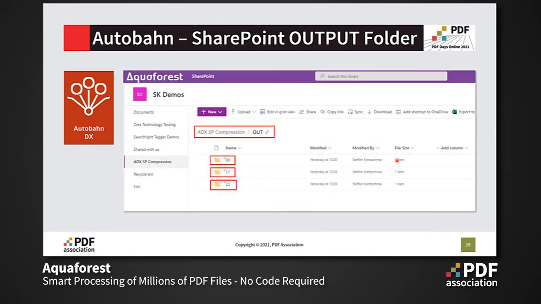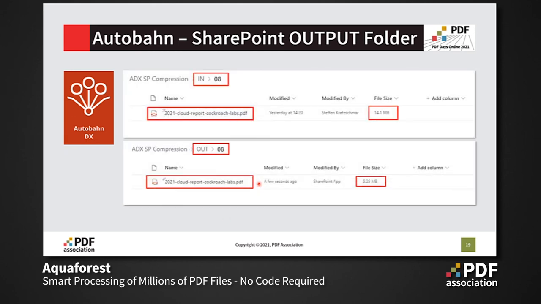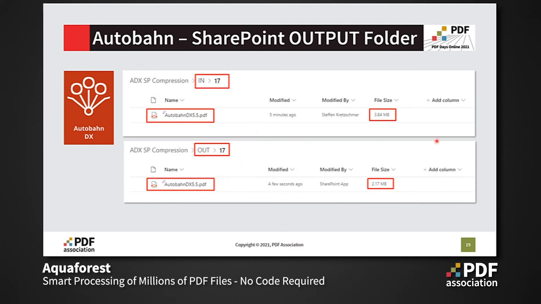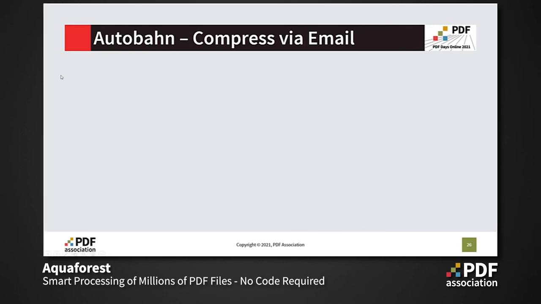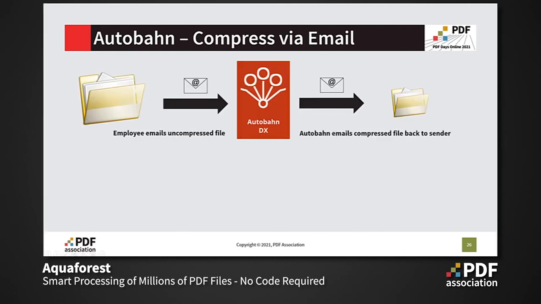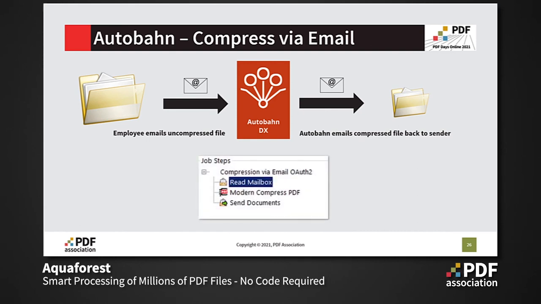Quick look at the output location itself. As we said, it's called out, same folder structure underneath. And if we look in the folder of employee number 8, the cloud report has been compressed from 14.1 to 5.3 megabytes and the reference guide from 3.8 to 2.17. In a very similar fashion, this process could also be set up via the email step in Autobahn, where employees send an email with the uncompressed files, Autobahn compresses it and sends the smaller documents back to the employees.